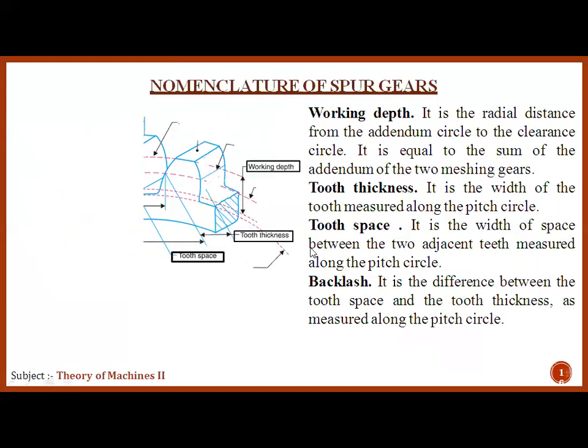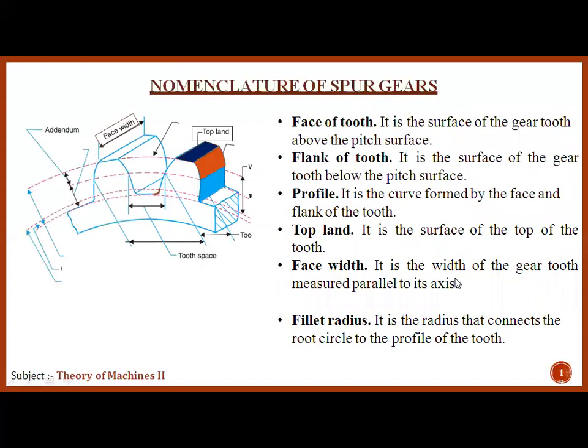Then tooth space. It is the width of the space between two adjacent teeth measured along the pitch circle. Then the last one is the backlash. It is the difference between the tooth space and tooth thickness measured along the pitch circle. So that is the backlash. The top land is the dark blue color, the face is the brown color, and the flank is the navy blue color.